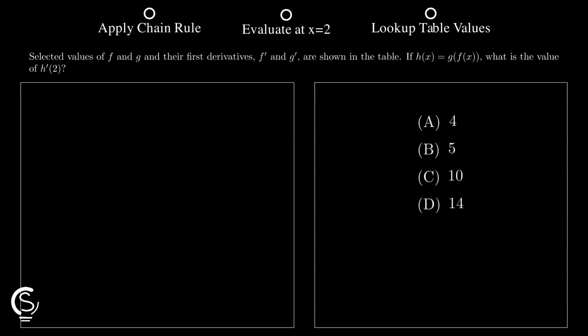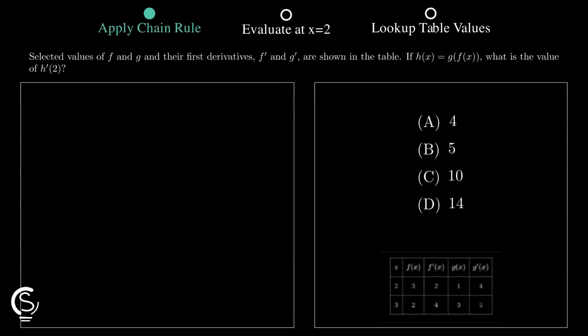First, we apply the chain rule to the composite function h(x). The derivative of g(f(x)) is g'(f(x)) times f'(x).